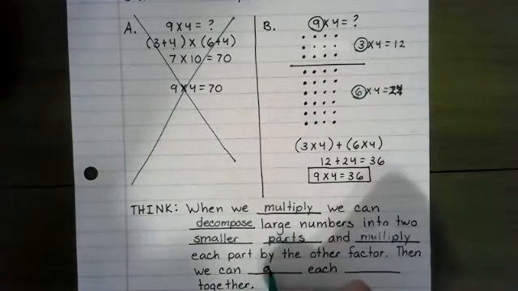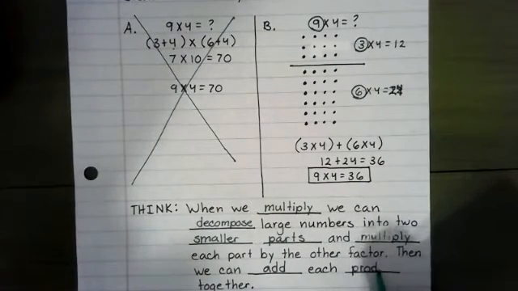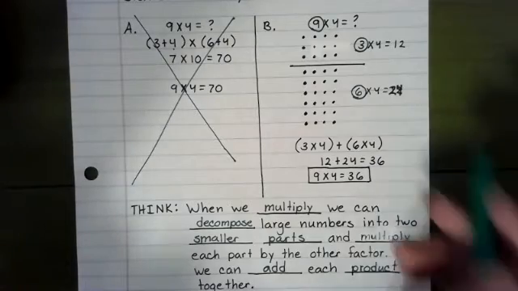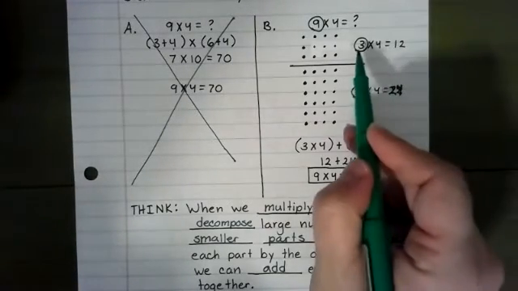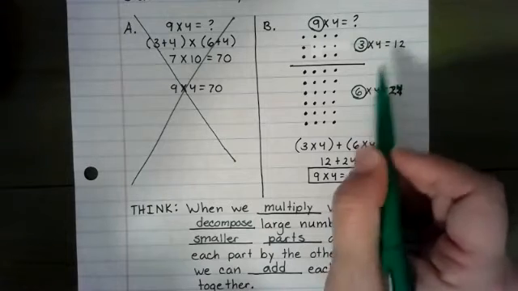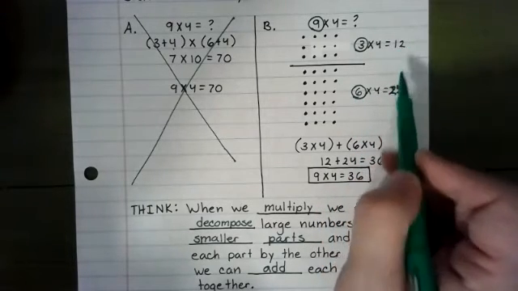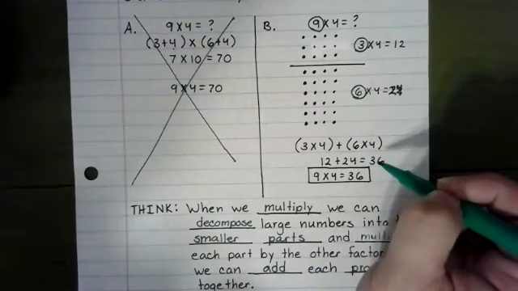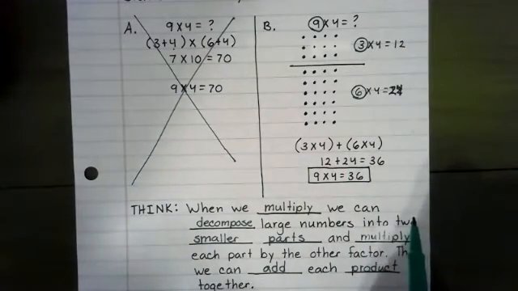Then we can add each product together. Remember, the product is the answer you get when you multiply. So 3 times 4 is 12. 6 times 4 is 24. 12 plus 24 is 36. That's distributive property.